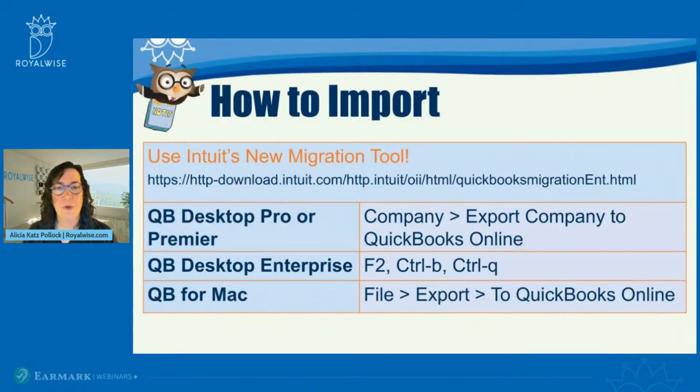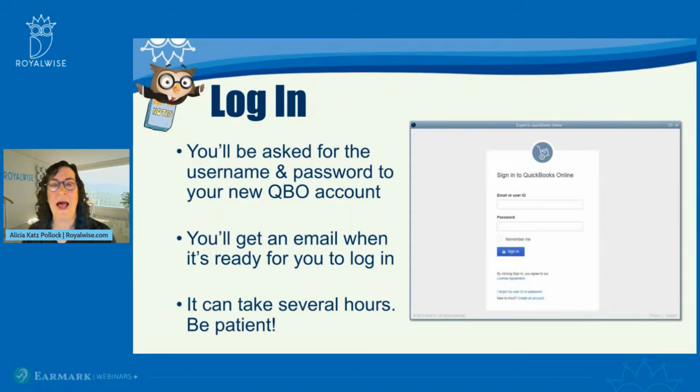Okay, when you're doing the import, if you're in Desktop or Premier, you would go up to the Company menu and there's an option for Export Company to QuickBooks Online. If you're in Desktop, that option isn't there. But if you go to that F2 screen that we were just looking at and you do Control B, Control Q, the migration tool will pop up. If you're using QuickBooks for Mac, you'll go up to File and then Export and to QuickBooks Online. Then it will have you log in.